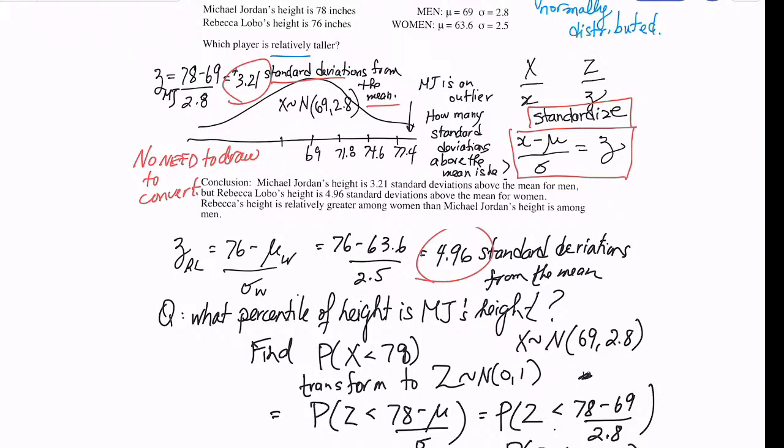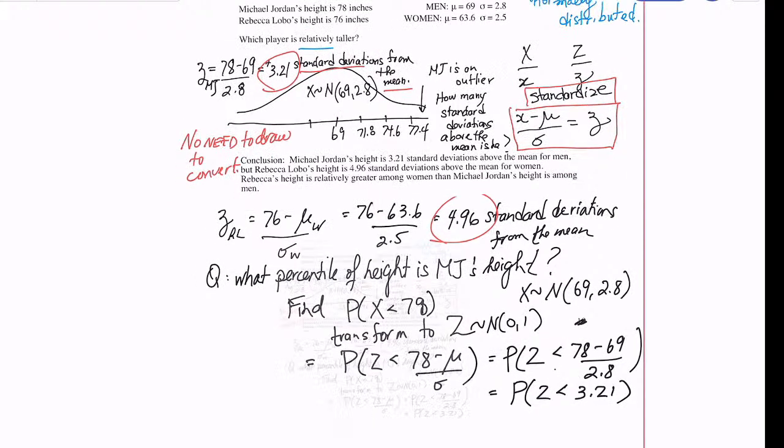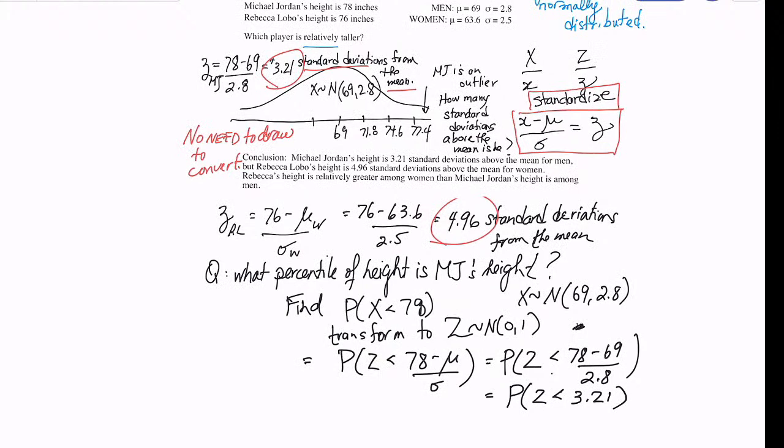So you've converted 78 over here into standard deviations from the mean, which are clearly 1, 2, 3, and something. We want to figure out exactly what it is, so we make this calculation: x minus mu over sigma. Now we look on the z table, and you can find the probability. 3.21.